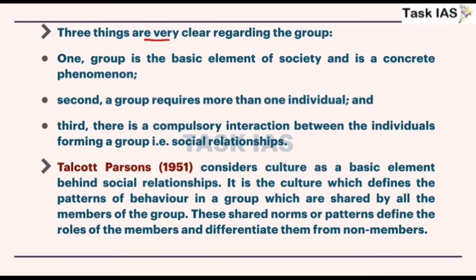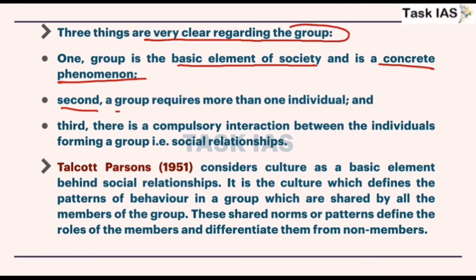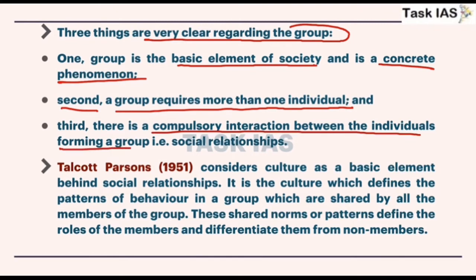Now, three things are very important regarding understanding social group. Firstly, group is a basic element of society and is a concrete phenomenon. That means in every society there is some kind of social group present. Even in tribal societies there are some groups. Even our family is some kind of social group within a large society. Second, a group requires more than one individual, because again this group is a social phenomenon. Third, there is a compulsory interaction between the individuals forming a group. That is, there must be a social relationship. Without this relationship, we can't even think about the presence of any social group.